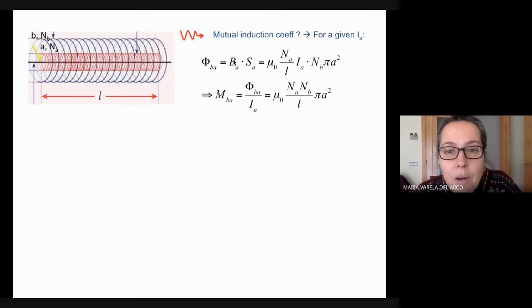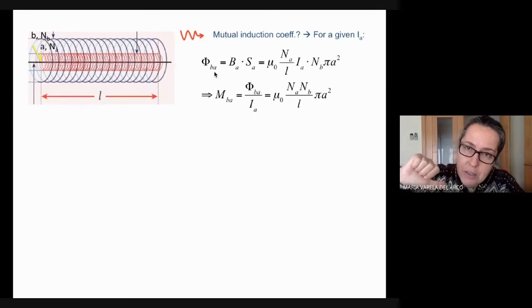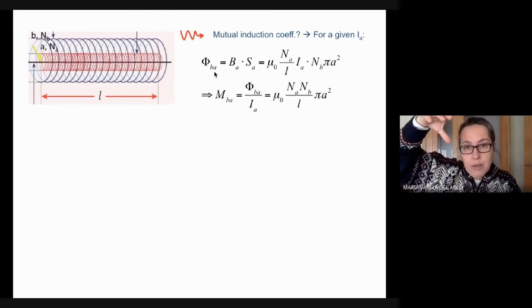So anyhow, let's think first of what would be the induction on the second solenoid B because of A. Imagine there was some current going through A, IA, and then let's think of what induction is going to happen outside.